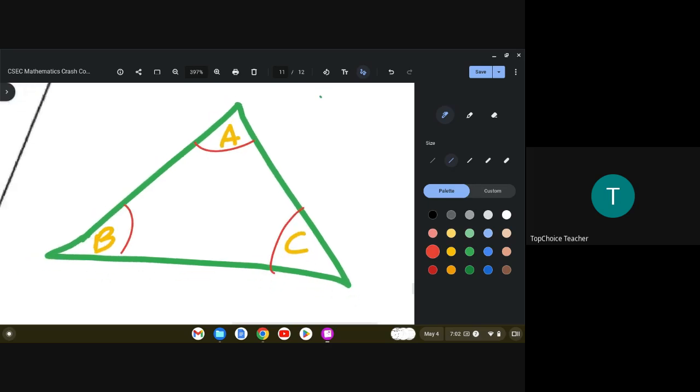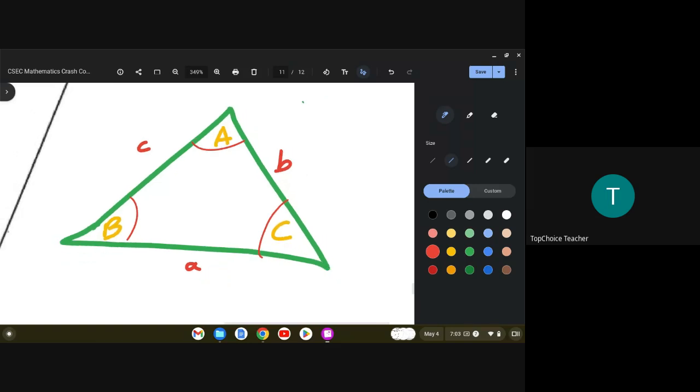So if this angle is A, the side opposite that angle is going to be called small a. If this is B, the side opposite B is going to be called small b. And if this down here is C, the side opposite this, we're going to call small c.